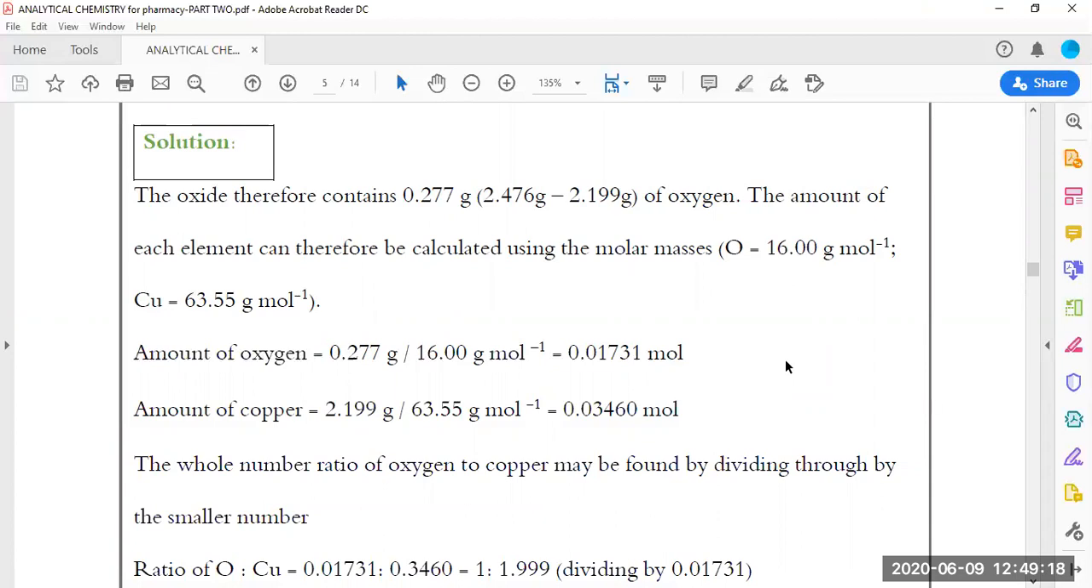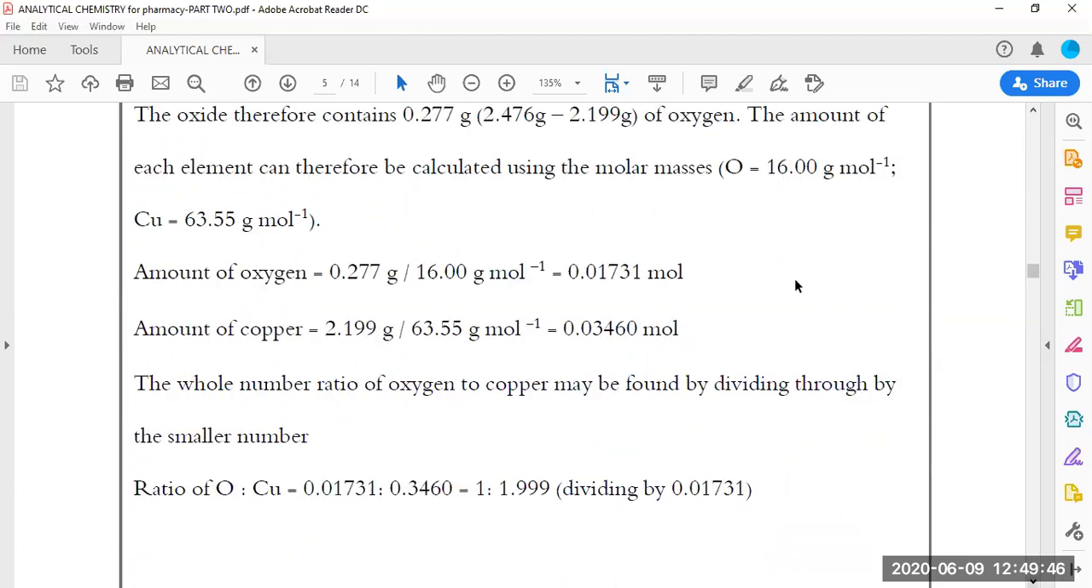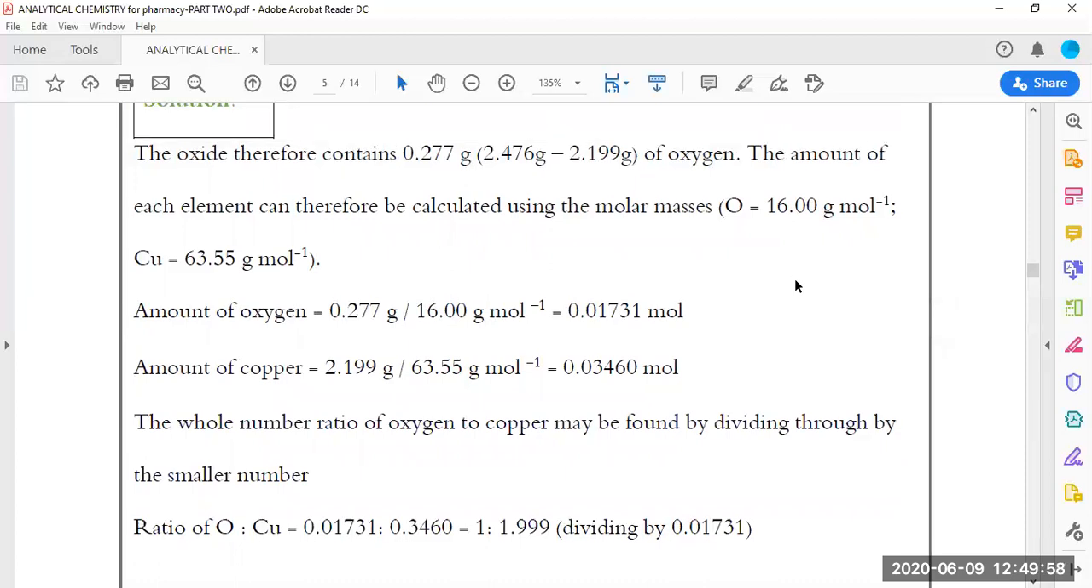Now we know the mass for the oxygen, and we know the mass of the copper in the compound. So that's the first step. We need to know the mass, or sometimes we give you the percentage for each one, and you can use the percentage as a mass. I will show you that later. So the amount of each element can then be calculated using the molar mass. For oxygen, it's 16, and for copper, it's 63.55. Now, what are we saying? When we say amount of oxygen in chemistry, we mean how many mole. We don't mean the mass. We mean how many mole.